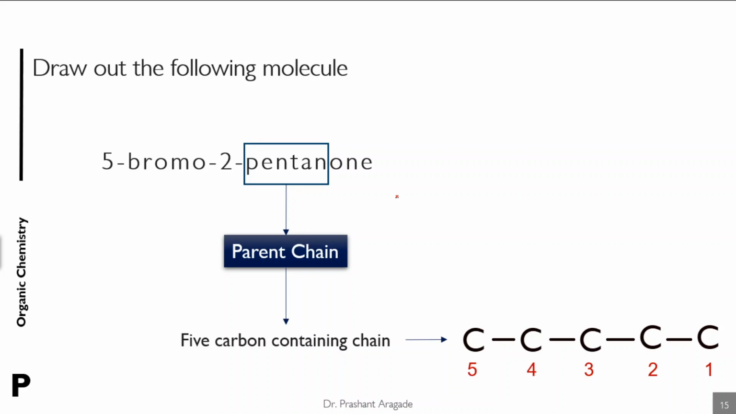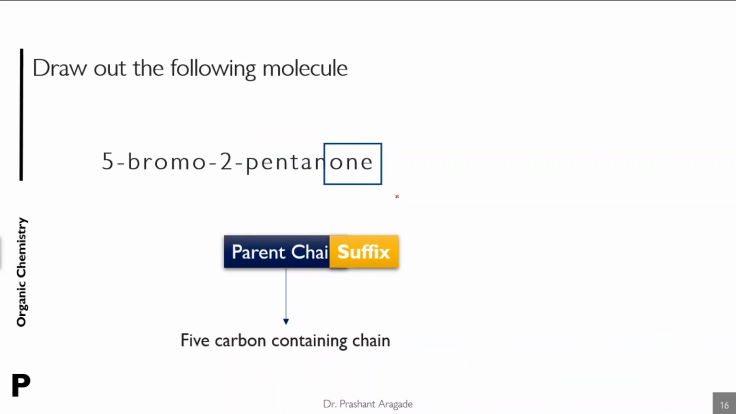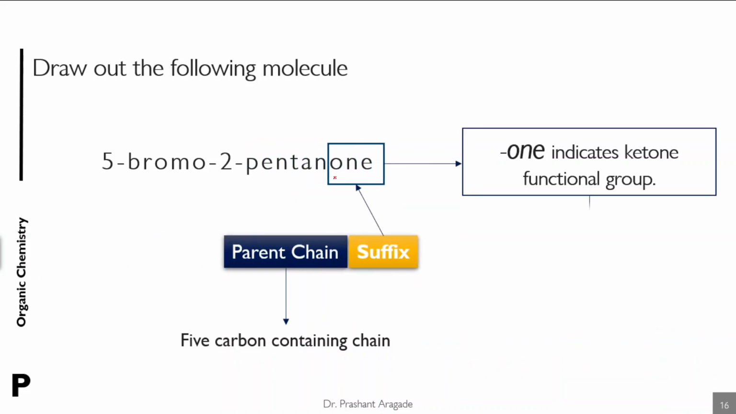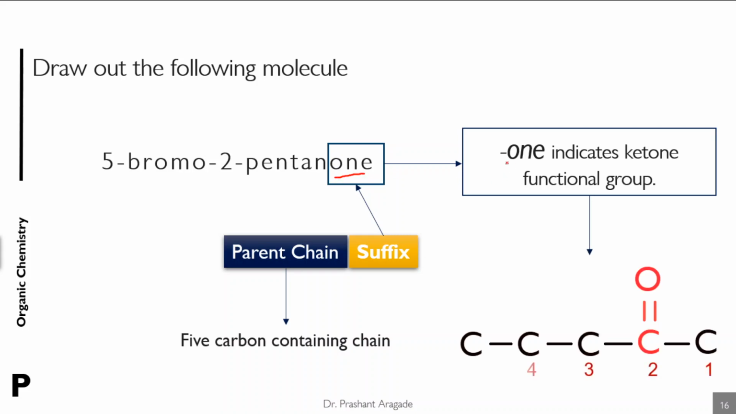Once you have done with the parent chain, then think about the suffix. So in that example, suffix is ONE. So that ONE indicates that it is containing the ketone functional group, and here the position of ketonic functional group is mentioned, that is 2 number position. So just add the ketone functional group at 2 number position, that is, you have to add double bond O. So this is the carbonyl group you have added.